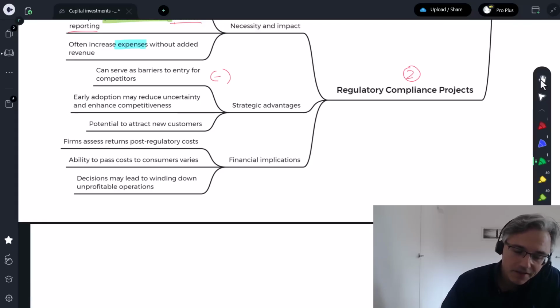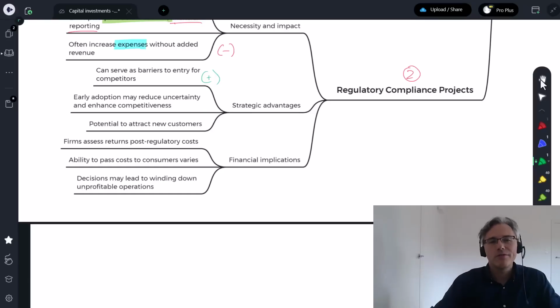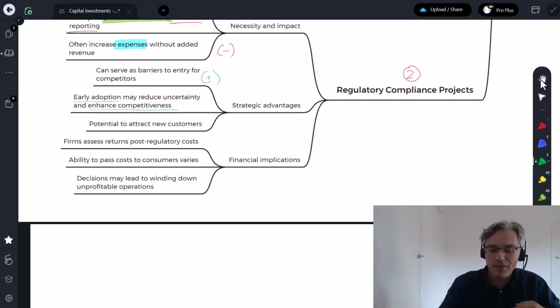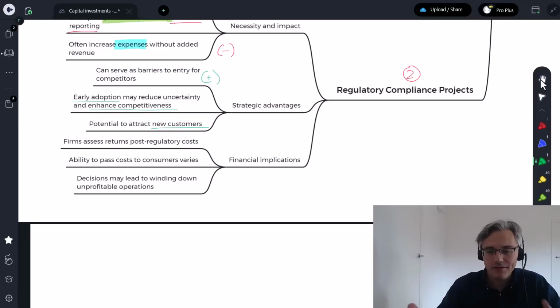So I put the negative here in the wrong place. Additional expenses without any additional revenue, but the more such regulatory requirements are in place, the bigger the barriers to entry for new competitors, which potentially may lead to protecting the company's profitability. So if you are one of the early adopters of this, it may enhance your competitiveness, it may enhance your profitability, and actually it may help you attract new customers if you sell it correctly, right?